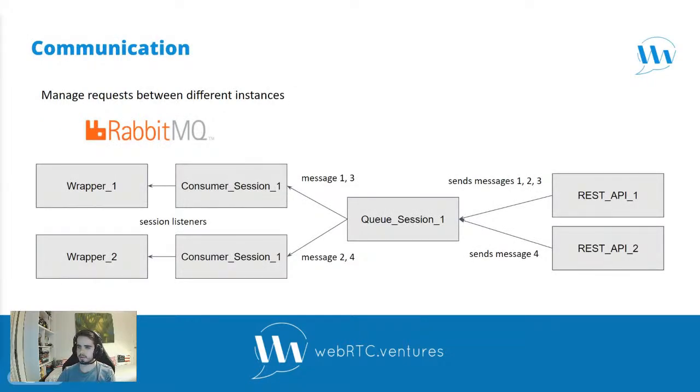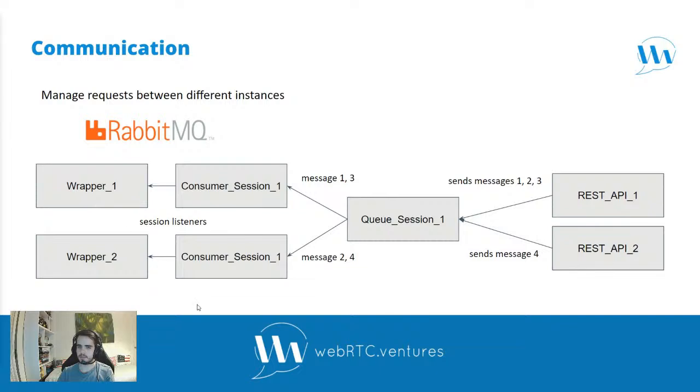In our application, there are two main services, which are the REST API and the wrapper. The REST API receives requests from the client and sends messages to the wrapper. And the wrapper handles all the Janus-related logic.